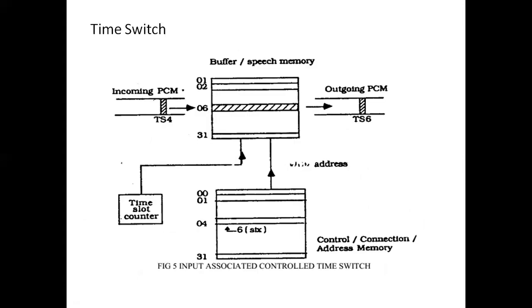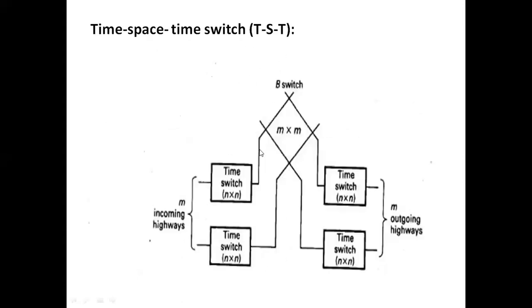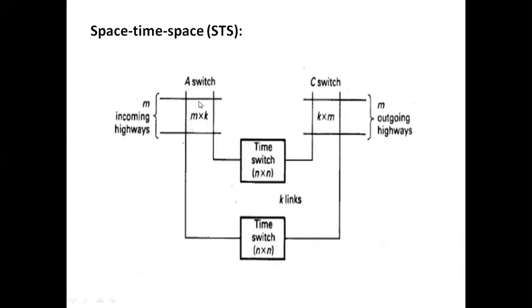Once the time switch and space switch operations are known, it's very easy to explain the operation of the space time space switching and then time space time switching. The only difference is that for space time space switching, you have m incoming and k outgoing PCM highways, and the space switching occurs at the A switch. Each individual outgoing PCM highway has a time switch, and similarly at the C switch you have k incoming PCM highways and m outgoing PCM highways. Again the time space switching occurs at the C switch.